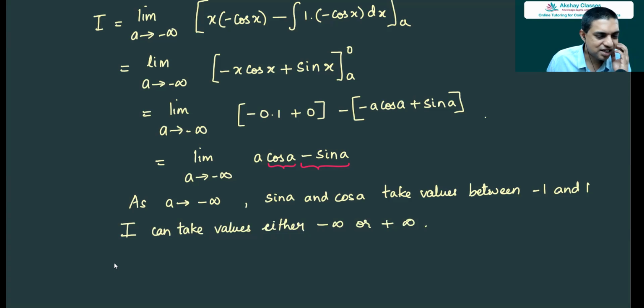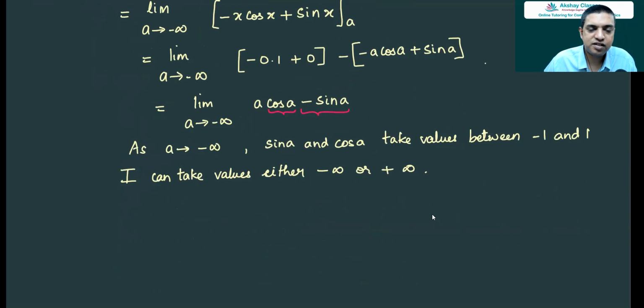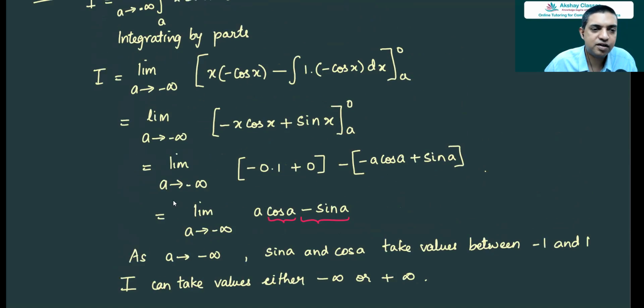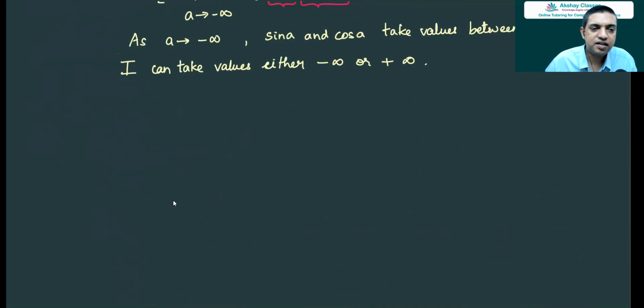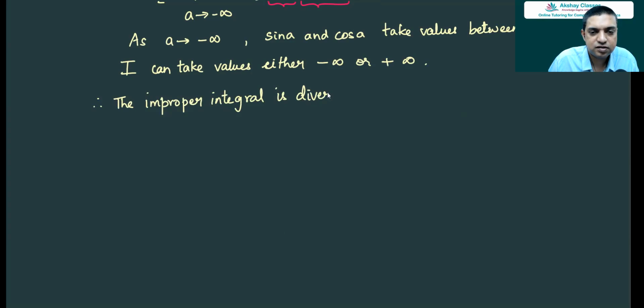So the limit itself doesn't exist. The limit itself does not converge to one single value. It doesn't even converge to plus infinity. It is oscillating between minus infinity and plus infinity. So therefore the integral is divergent. It does not exist. You don't get a value for this integral. So the integral diverges.